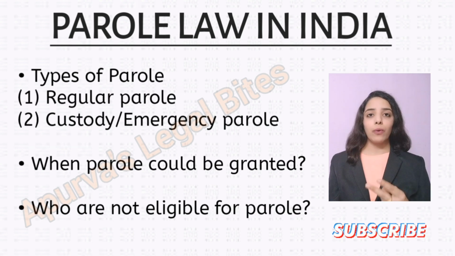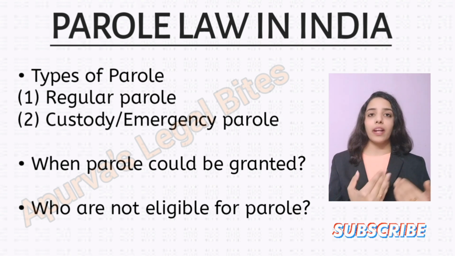Now there are two kinds of parole, regular parole and custody or emergency parole. Depending on the situation, either of the paroles will be granted to a prisoner. Now we'll see the situations under which parole could be granted. When a prisoner's family member has died or is seriously ill, in case of delivery of the prisoner's wife, when there is a threat or damage to the life or property related to the prisoner, for maintaining social and family ties, when the prisoner's health is not well, in case of marriage of the prisoner himself or any of his related family members like son, daughter, brother, sister, and for any other sufficient cause. When there are these kinds of situations, parole may be granted to the prisoner.